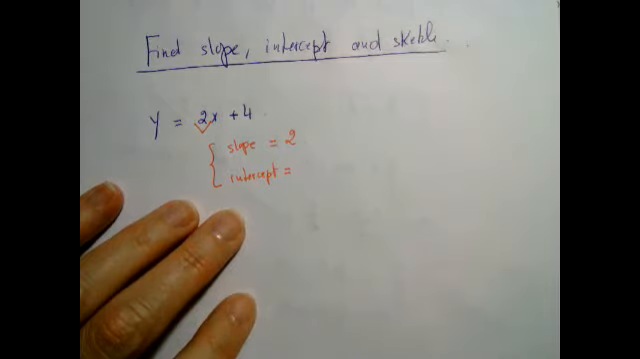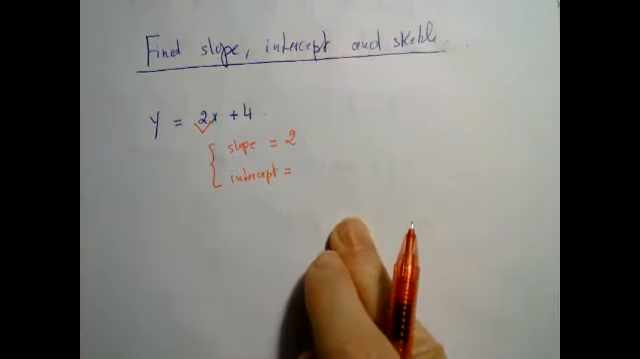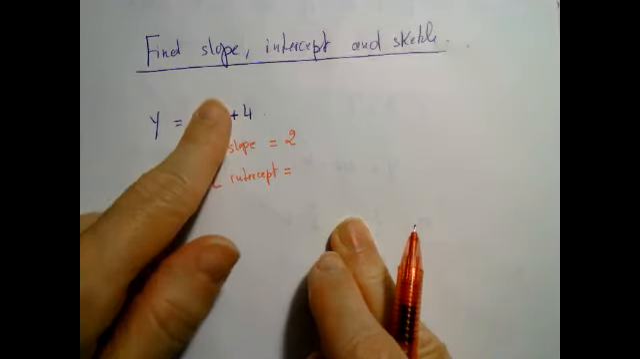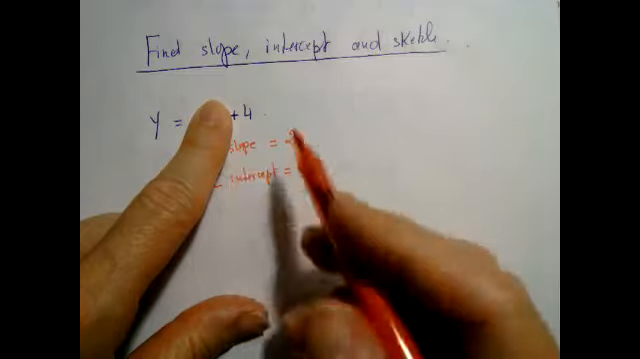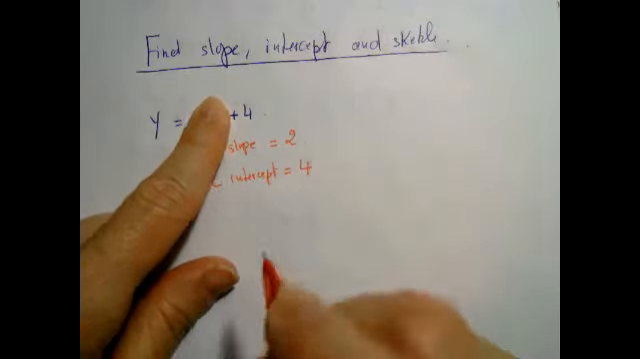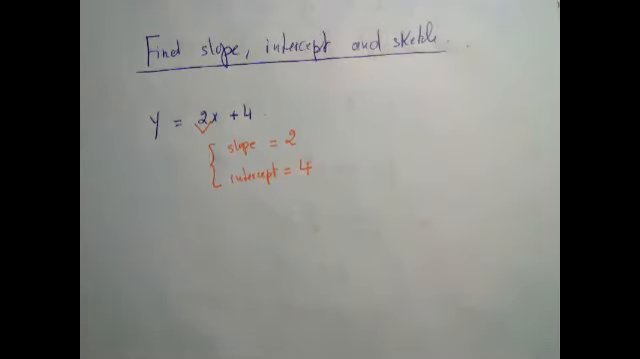My intercept is what happens when x is 0. So if you always forget, the intercept is what happens for x equal to 0. Well, what happens is 4. That's my intercept. Okay, so whenever you have an equation of a line, yes. Question?